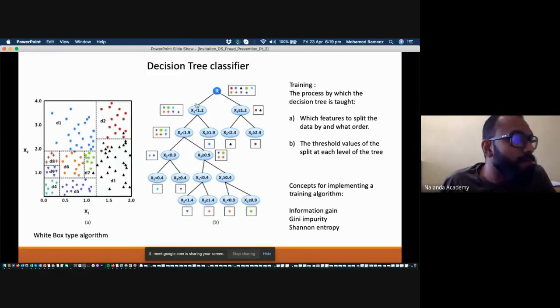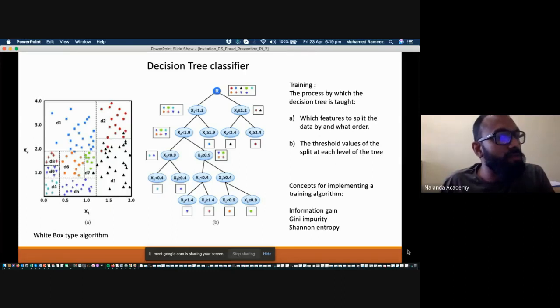And then here you will also notice that the values are already specified, whether it's 1.2, 1.9, 2.4, where exactly to cut. And those values are also chosen during the training process. So you have an algorithm called a decision tree, and you train it with data. And in that process, it will learn what order to apply the cuts on the features in, and what are the values to cut at.